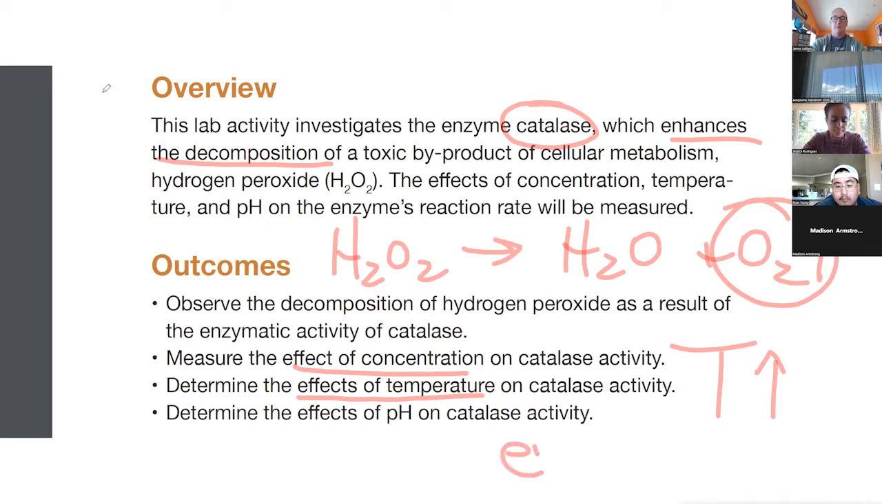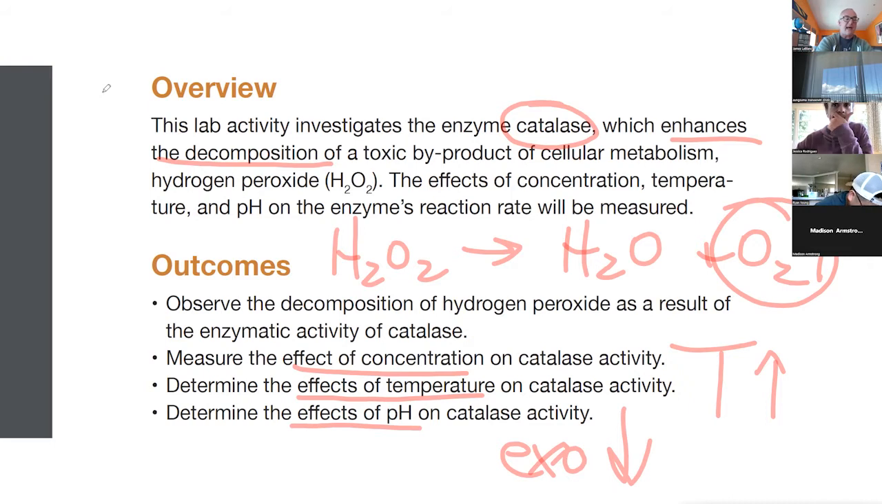exothermic reactions. Some of them tend to go slower at higher temperature, but most reactions increase in speed with increased temperature. And then we're also going to look at the effects of pH on activity. And pH can have a really profound effect on the activity of an enzyme.